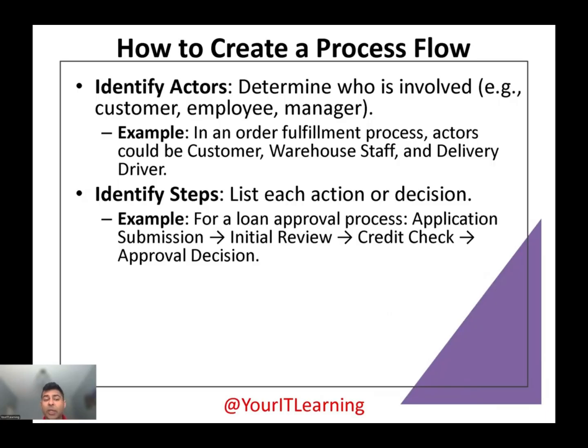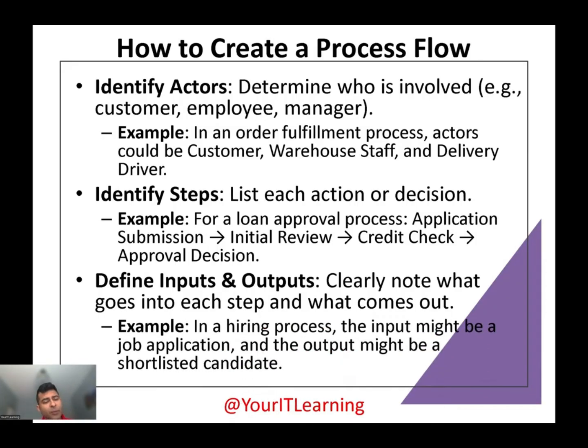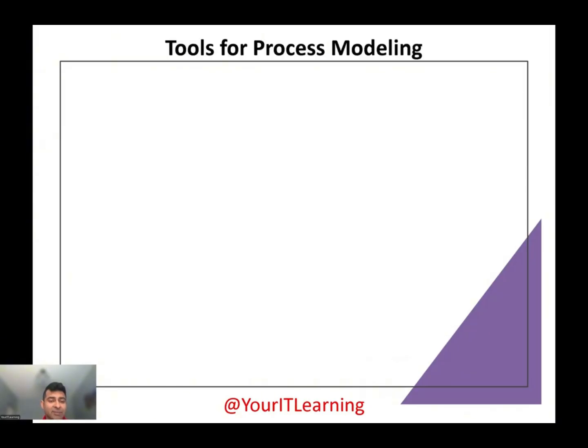For example, for a loan approval process: application is submitted, initial review, credit check, approval decision. So this is the flow, how the application is going to move. Define inputs and outputs. Clearly note what goes into each step and what comes out. For example, in a hiring process, the input might be job applications and the output might be shortlisted candidates.